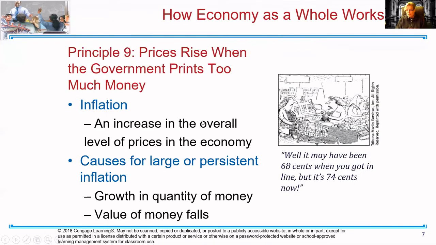The ninth principle talks a little bit about this idea of prices and rising prices. When we talk about inflation, inflation is just a general rise in the price level over time. So an increase in prices over time.